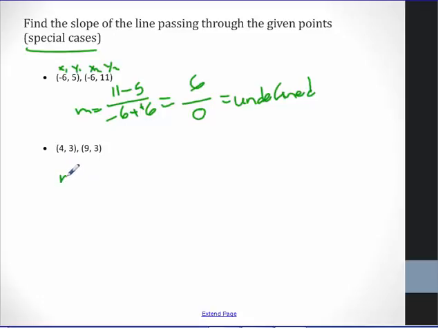The second one, same thing, y2 minus y1 over x2 minus x1. 3 minus 3 is 0. 9 minus 4 is 5. 0 over 5 is 0. Let's make that look more like a 0. And a slope of 0 is okay.